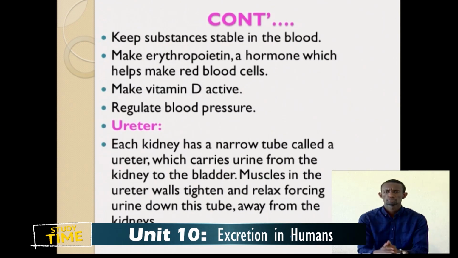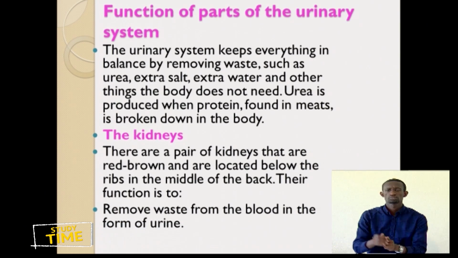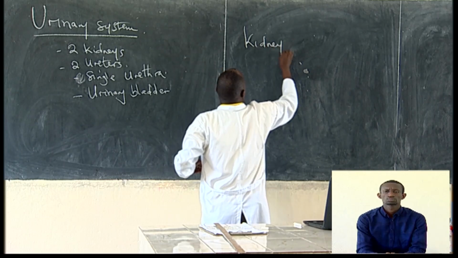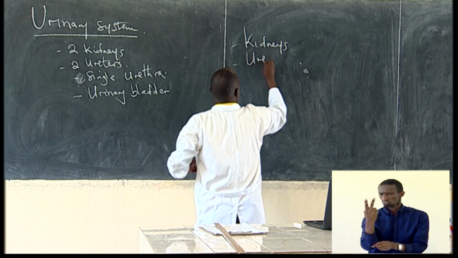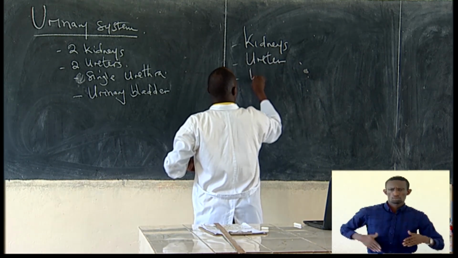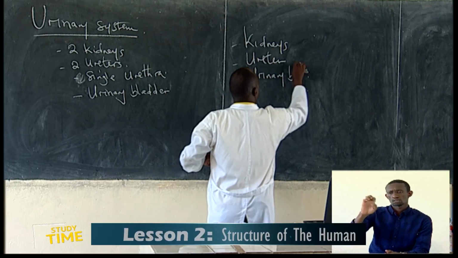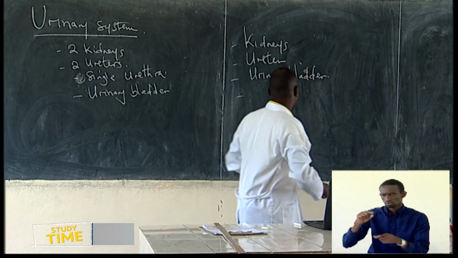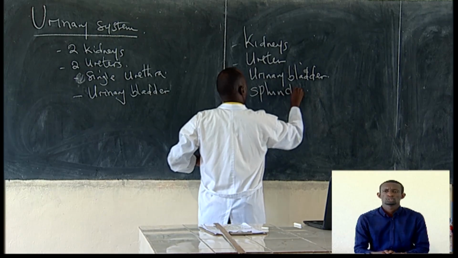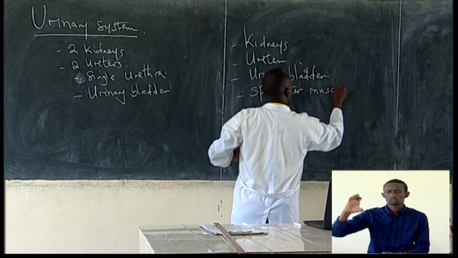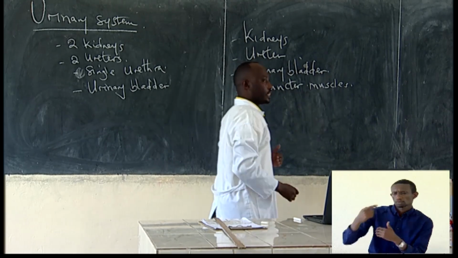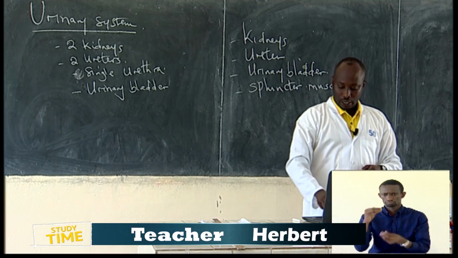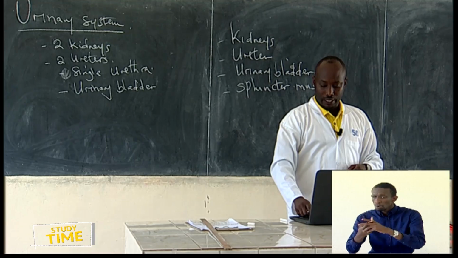Let's start with number one, which is the kidney. We have kidneys, because there are two. We have the ureter. We have the urinary bladder. And we're going to go through these parts. We have the sphincter muscles. And we're going to talk about the function of each of these parts of the urinary system. Let's start with part one, which is the kidney.